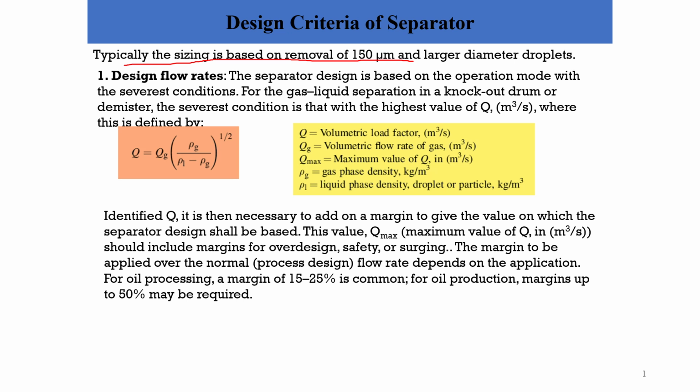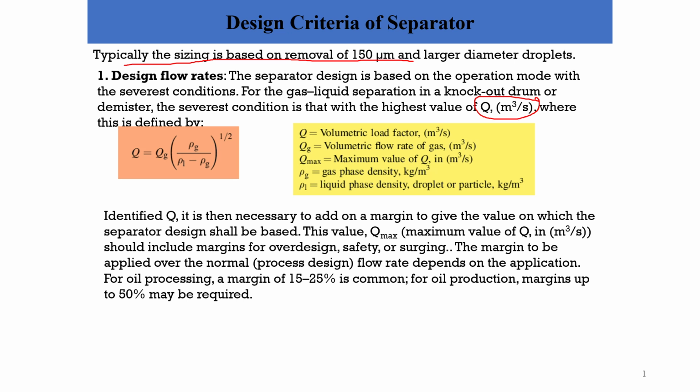And normally when we design the flow rate, for example for a gas-liquid separator, we design it based on the severest condition, what we call the Q max or the Q adjusted, or the Q that considers a certain margin for safety for operation as well. And based on that we can simplify that.